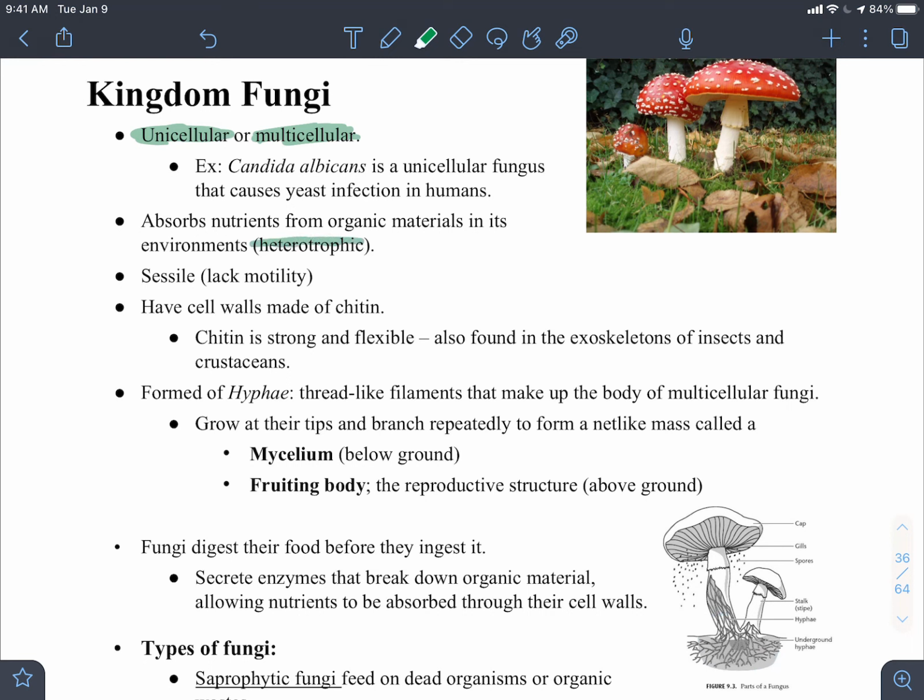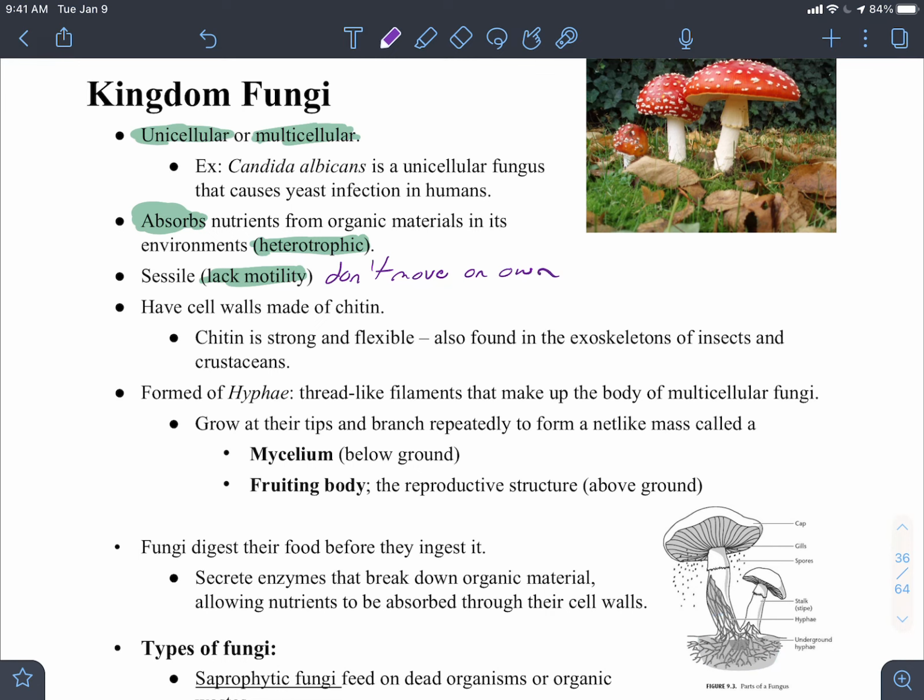Funguses are heterotrophic still, but they are heterotrophic in a very specific way. They use absorption, an interesting way to eat. They typically lack motility. They're sessile. That means they don't move on their own. Now that's typically true, although there are occasionally some examples that have spores, and those spores do have flagella to help them move around.